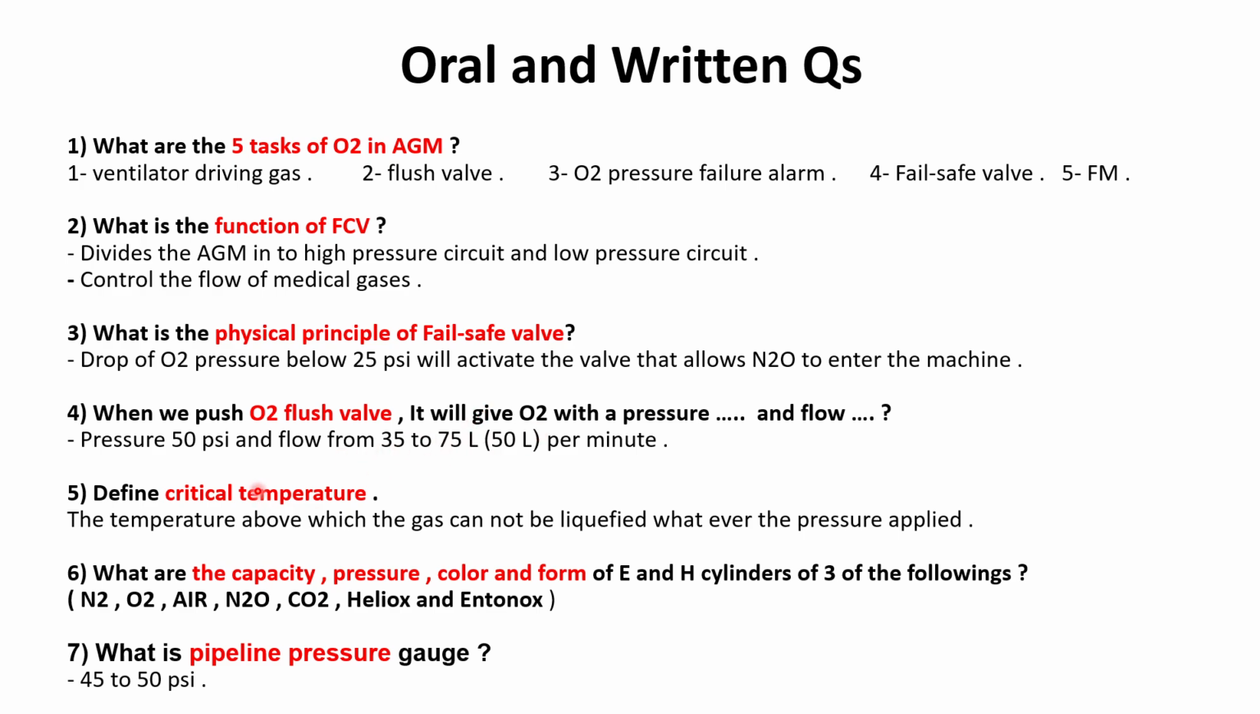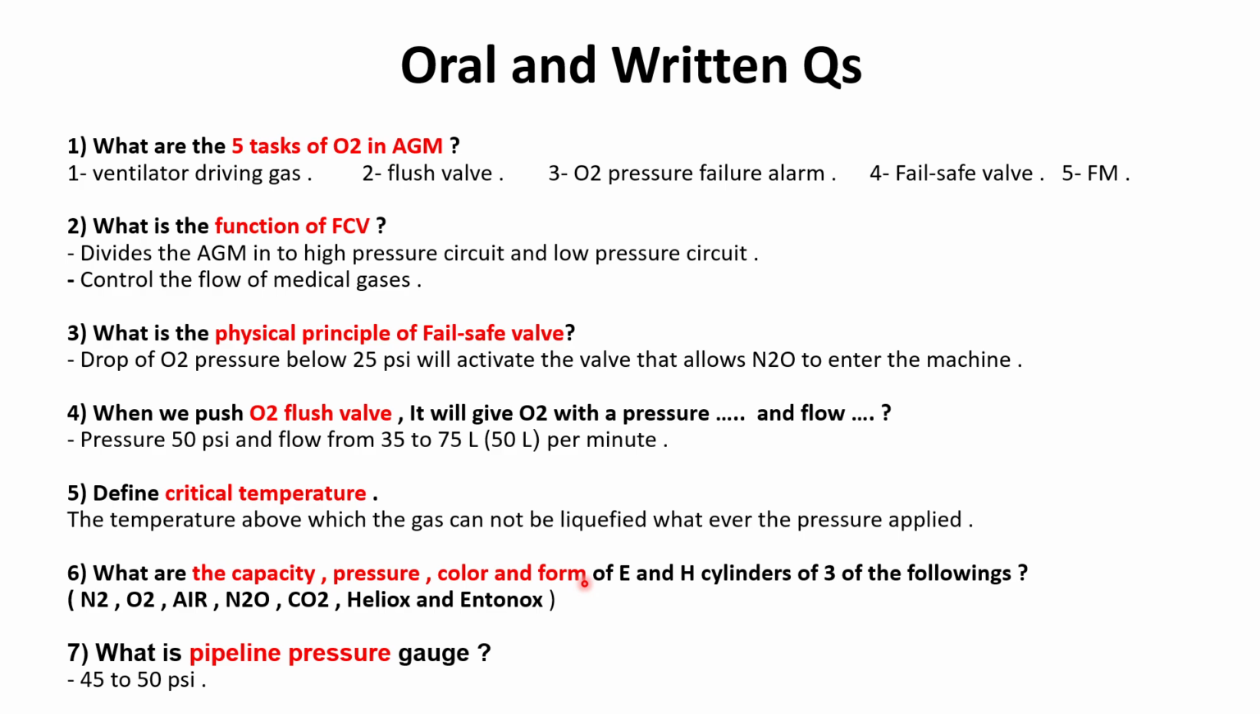liters. Define critical temperature. This is the temperature above which a gas cannot be liquefied, whatever the pressure applied. It's mentioned in our second lecture or second session. What is the capacity, pressure, color, and form of E and H cylinders of three of the following: nitrogen, oxygen, air, nitrous oxide, carbon dioxide, heliox, and NOx. We should refer to the table in our cylinders and gas delivery session.